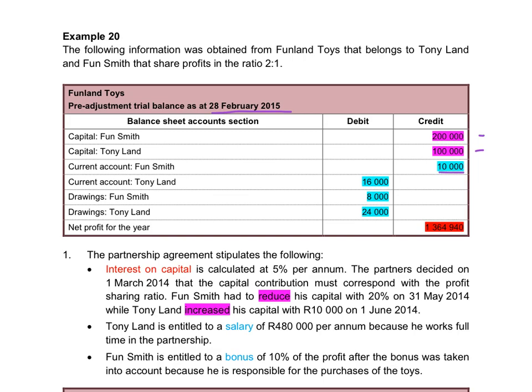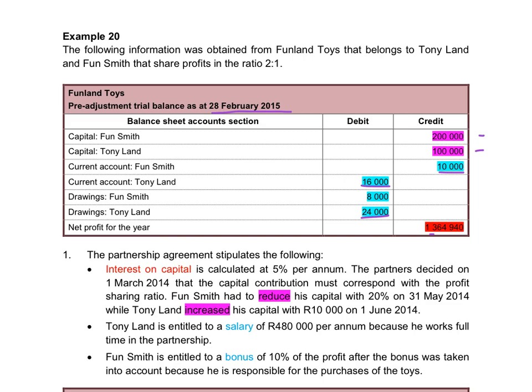Then they also give us the balances of the current accounts. That is always the balances at the beginning of the year, because you never work in your current account during the year. The only time that you use your current account is at the end of the year to record the payments that must be paid to the partners. The drawings account is always closed off at the end of the year and transferred to the current account. So the drawings balance will always be the closing balance because there's no balance at the beginning of the year.